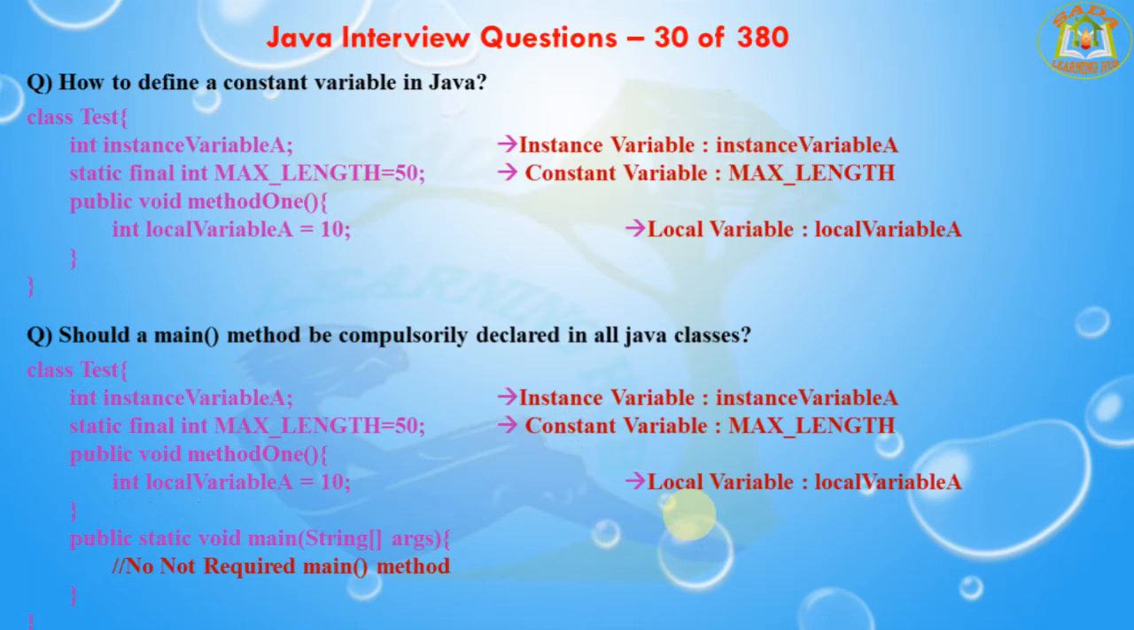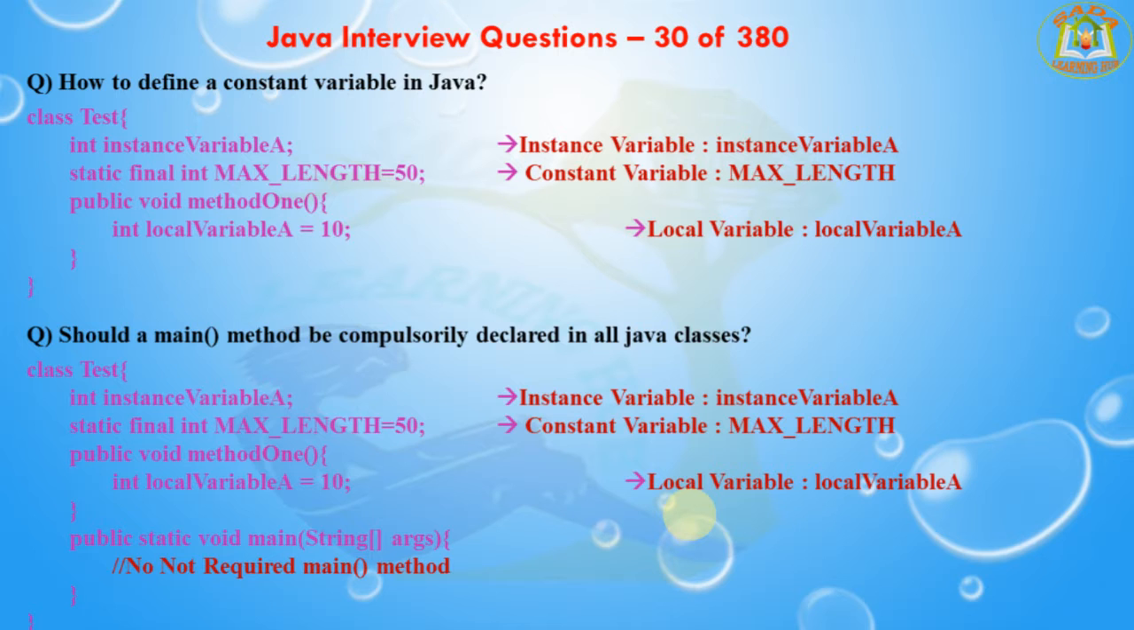The next question is, how do you define a constant variable in Java? The variable should be declared as static and final, so only one copy of the variable exists for all the instances of that class, and the value cannot be changed. Static final int variables are the constant variables.